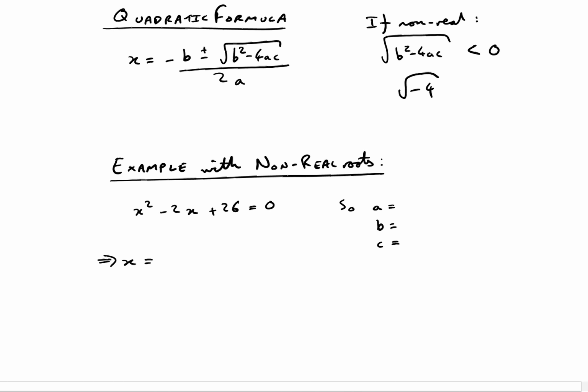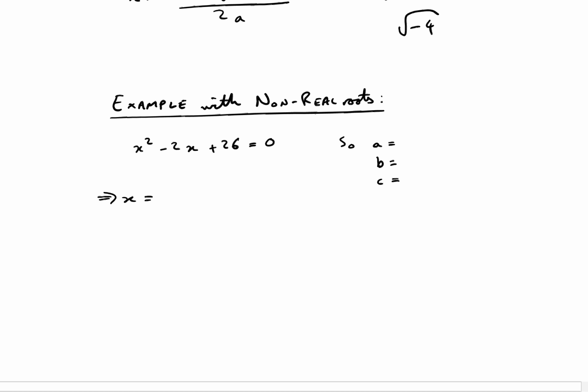Let's do an example with non-real roots then. So you've got this: x squared minus 2x plus 26, and this is your third root effectively. We're trying to find the second and third root. So let's use the quadratic formula because I don't really like factorising this. In fact, we know it is not going to factorise because I've done it earlier. I'm going to tell you it's non-real roots, so therefore it's not going to factorise.